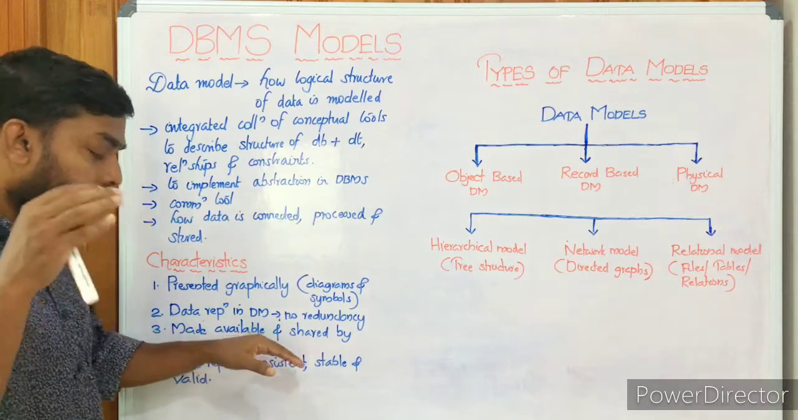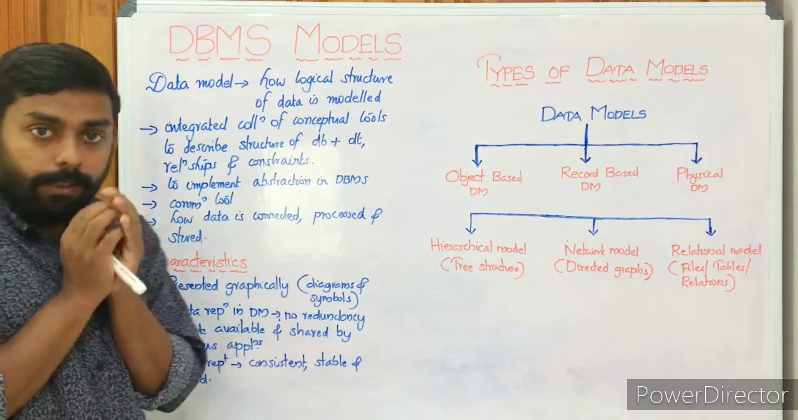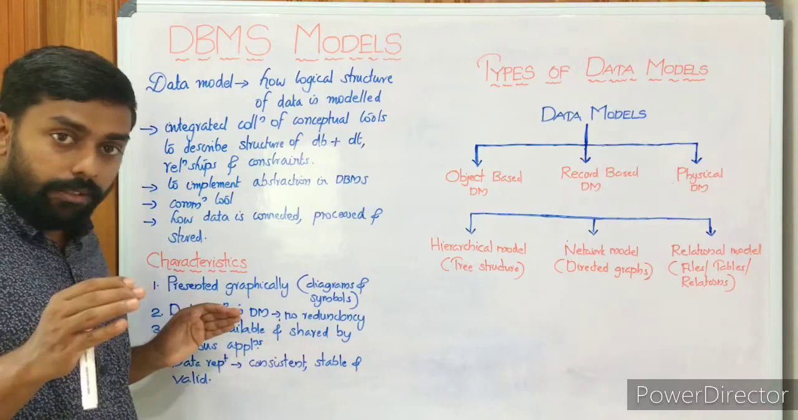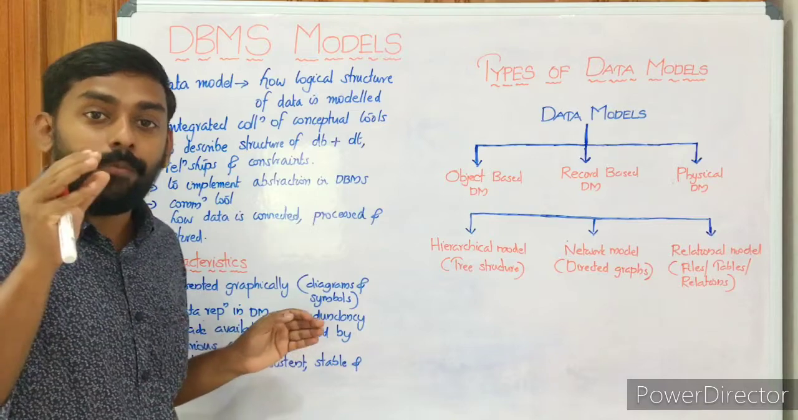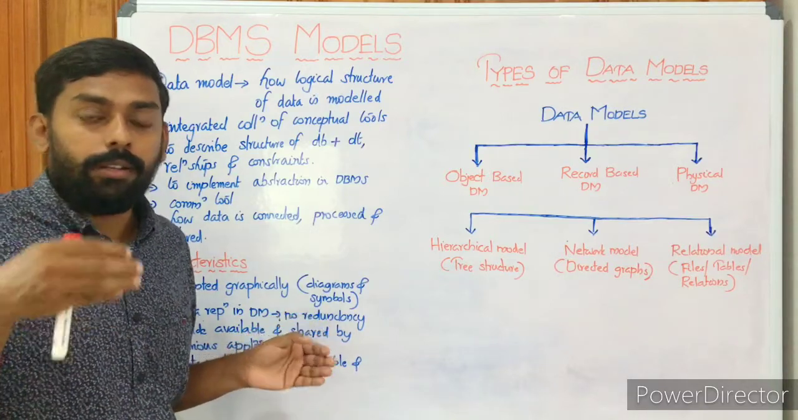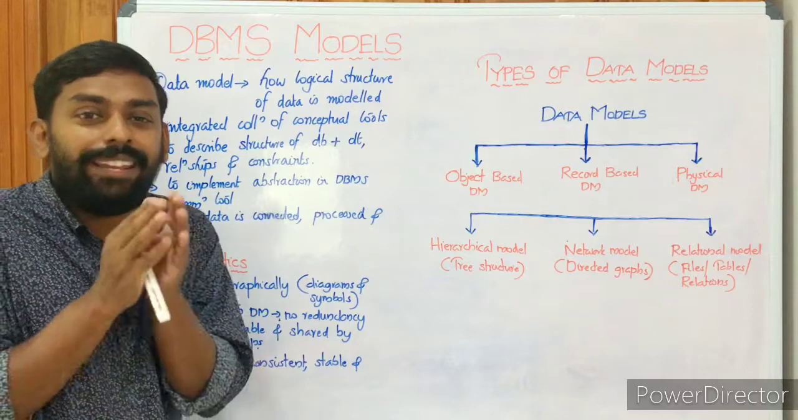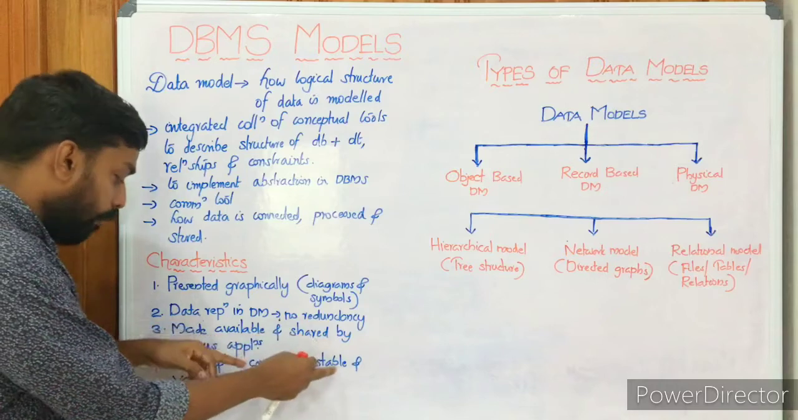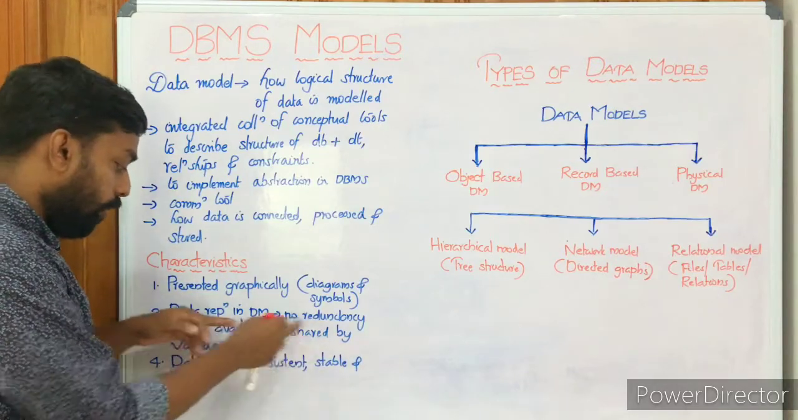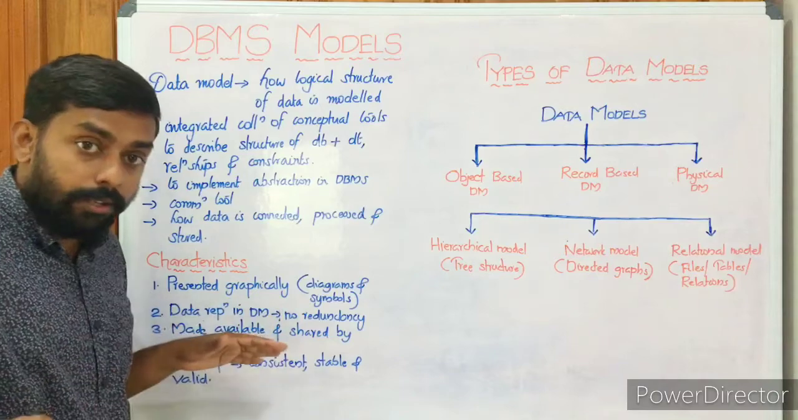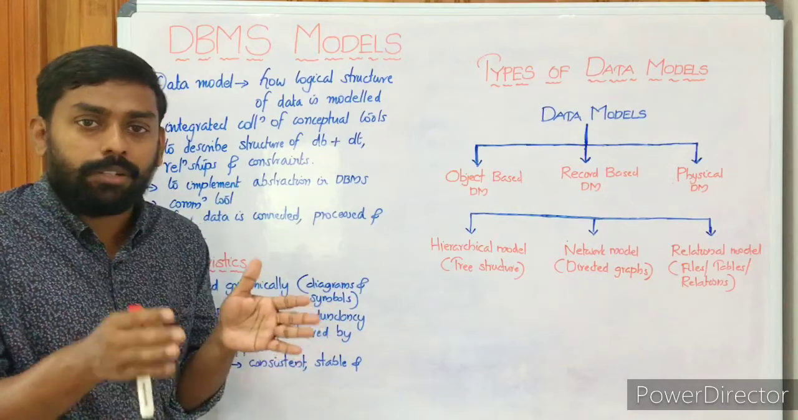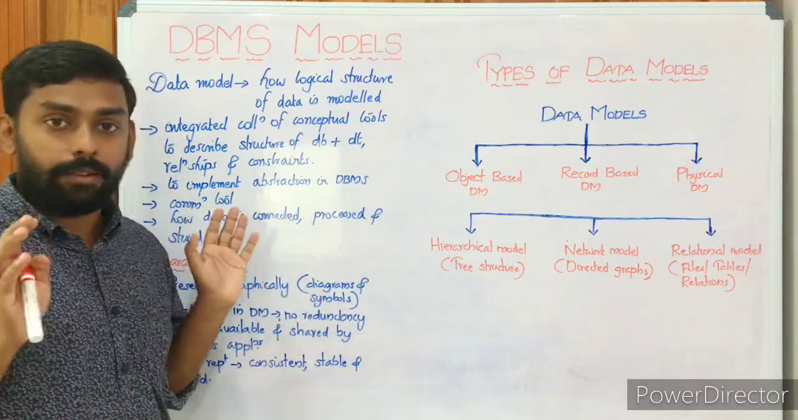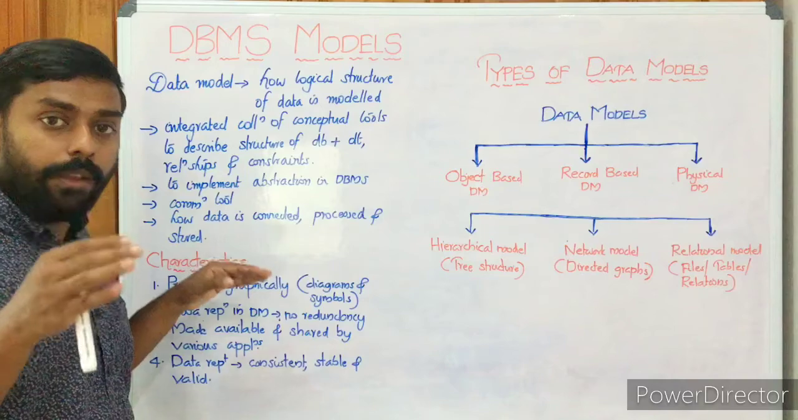Then data representation should be consistent, stable and valid, because as I've told you, developing the data model is the initial stage. So at the initial stage itself, we have to ensure many things: it should be consistent, stable and valid, it should be made available and shared by all applications, and it should have no redundancy. And of course, it's a pictorial representation, so it's represented graphically using diagrams and symbols. So these are the four basic characteristics of data models.